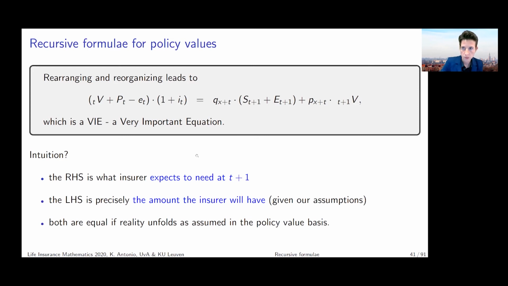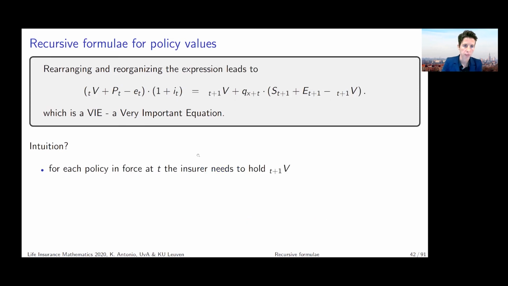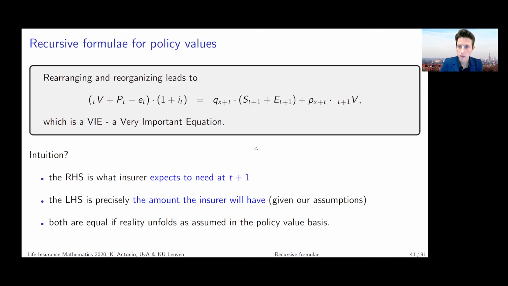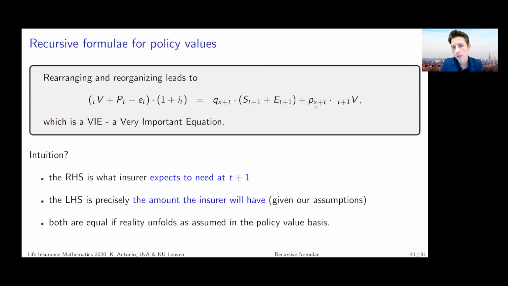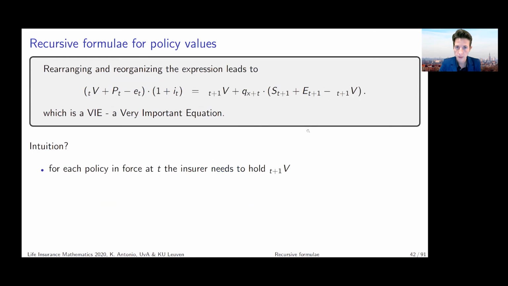You can also do something slightly different, and that's what I have on the next sheet. What I'm doing now is slightly rewriting the expression at the right-hand side of my equation. Here I had p_{x+t} multiplied with _{t+1}V, right? So you can say, well, this p_{x+t} is 1 minus q_{x+t}. And if you do that, then you can rewrite the right-hand side of this equation like this.